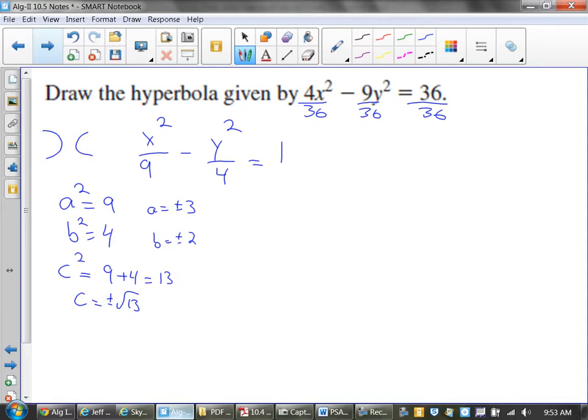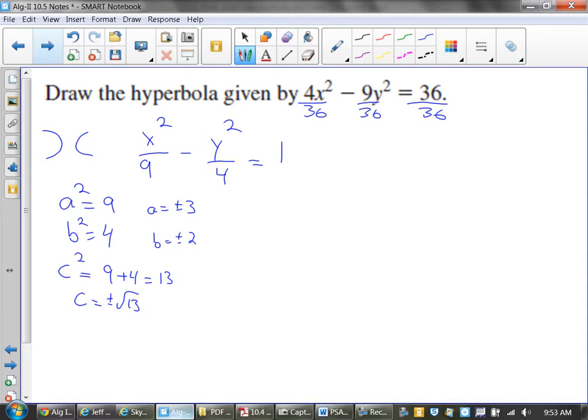Yes, sir? A is always the large number, right? No, with hyperbolas, a squared is always the first one. With ellipses, a squared is the larger number. And with hyperbolas, it's just whichever one comes first. That's where things can get a little messy if you mix them up. Not necessarily with the hyperbola. A squared is just decided by if it comes first. That's all it is.